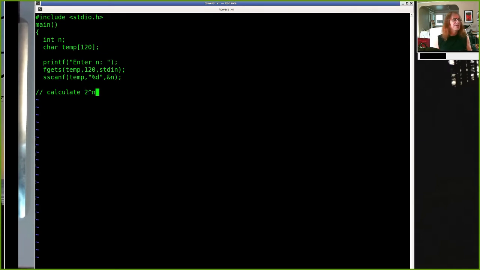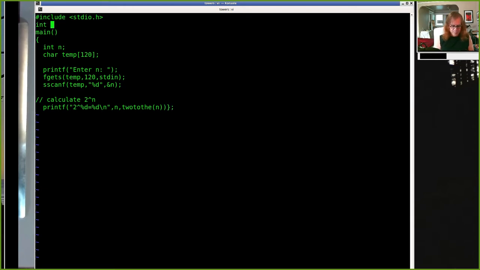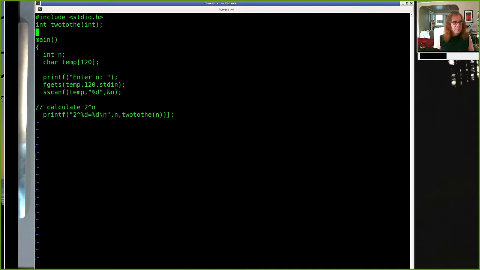And let's calculate 2 to the n. So we're going to have a function 2 to the, which takes an integer and returns 2 raised to that integer. All right, so none of this stuff is interesting. This is just a main program. Here's the part that I actually want to talk about, is this function for calculating 2 to the n.